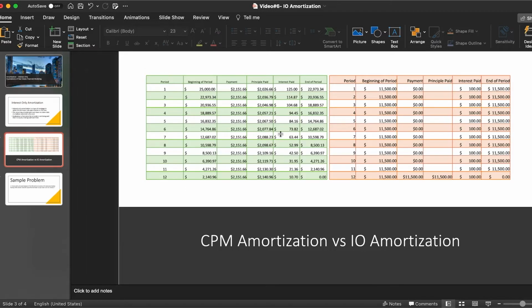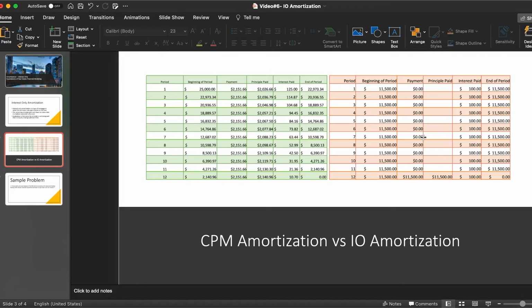That would be useful to show you guys how they would look structure-wise on a table. This is on the green side. We have the constant payment mortgage approach, and you can see you have a constant payment. You got your principal paid, and you get your interest paid. So basically, each period on the CPM amortization schedule, you're basically earning $2,000 of equity on your property.